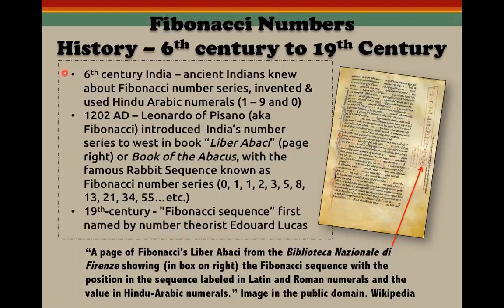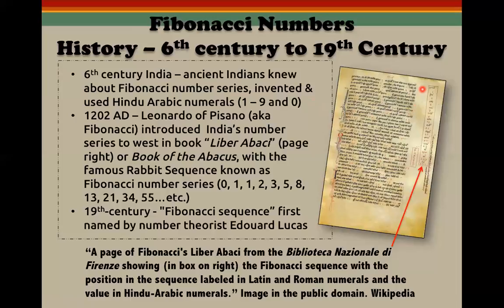We exchanged it for Roman numerals, which are clunky and difficult to use for computation. In the 6th century, the ancient Indians knew about Fibonacci numbers. In 1202 AD, Leonardo of Pisa, also known as Fibonacci, introduced India's number series to the West in his book Liber Abaci. Here you can see a page from that book. Liber Abaci translates to Book of the Abacus. This page talks about the famous rabbit sequence, which we'll talk about in just a few minutes.